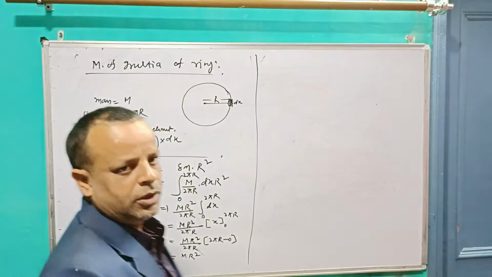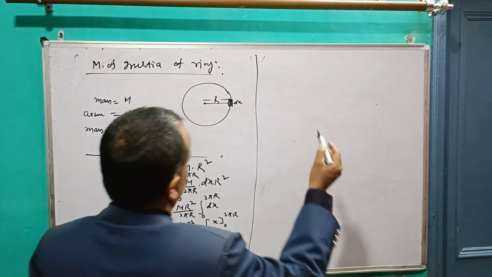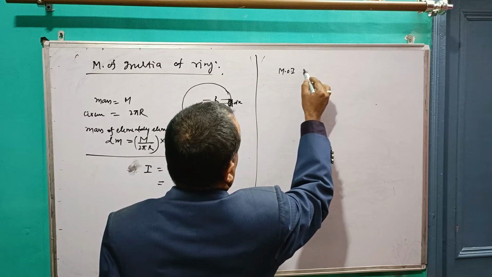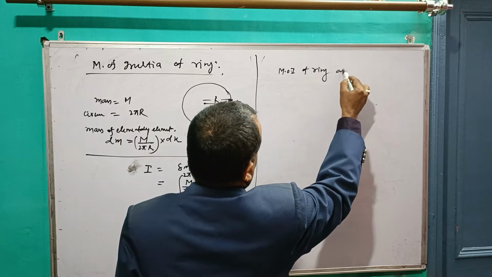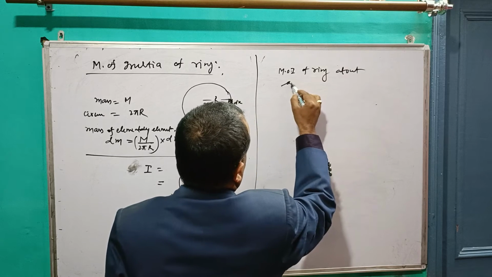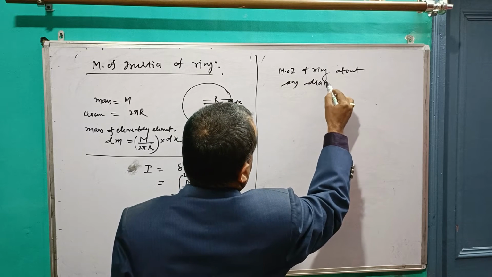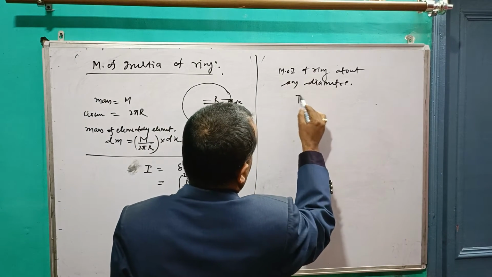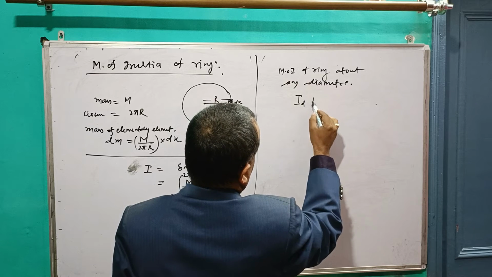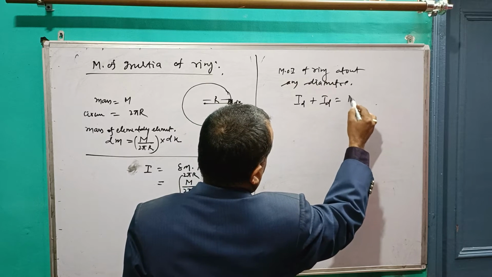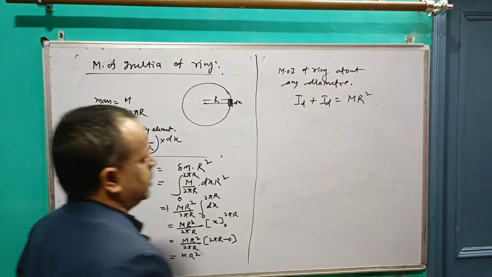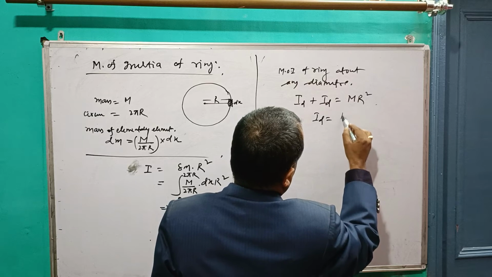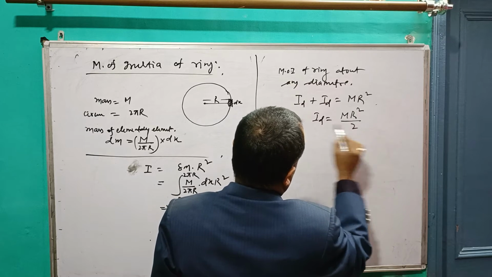We'll go for 2-3 cases. First, the moment of inertia of ring about any diameter. We'll apply the perpendicular axis theorem: Id plus Id. The moment of inertia of the ring is m r square, so the moment of inertia along any diameter will be equivalent to m r square upon 2.